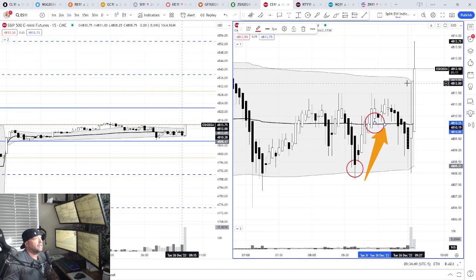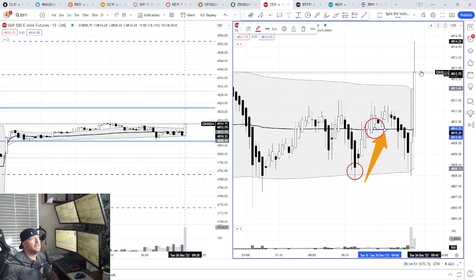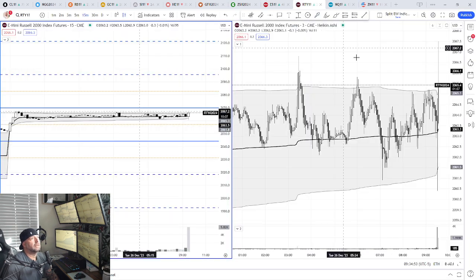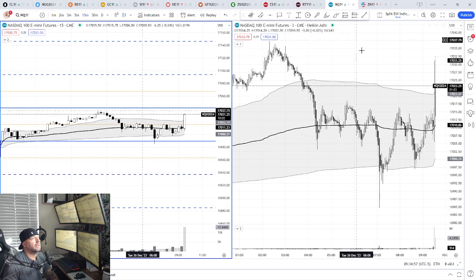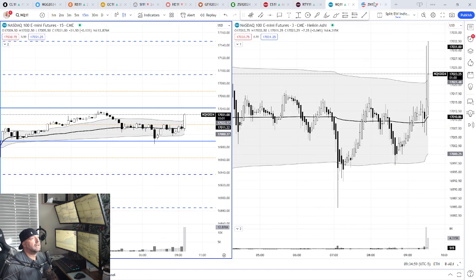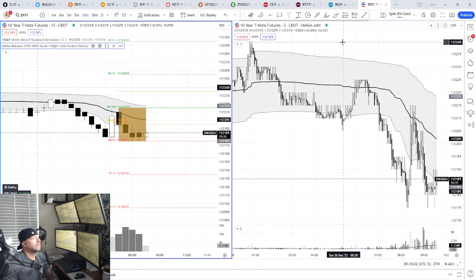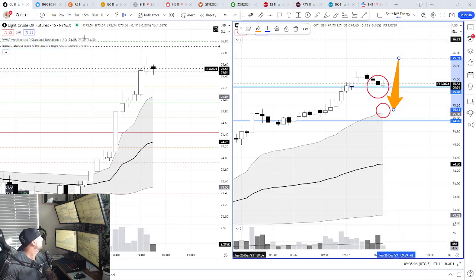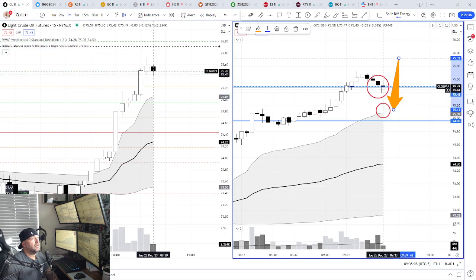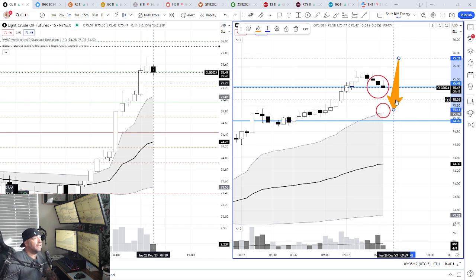Yes, breaking out of value to the upside. Russell, same story. NASDAQ. Bond still hanging out at value area low. All right, was this the little bump and fail in oil?